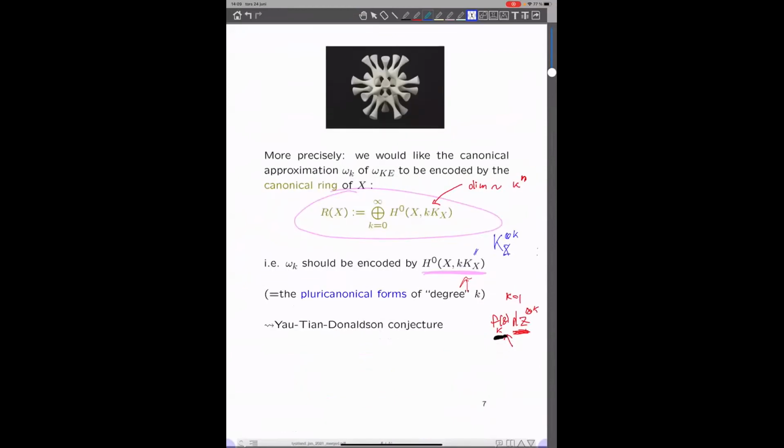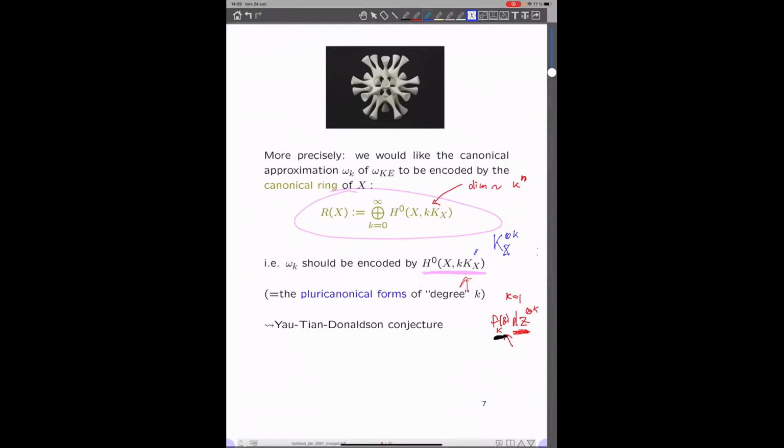Okay, so let's make that a little bit more precise. What we would like is that the canonical approximation omega k should be encoded by the canonical ring of X. So this is the canonical algebraic structure, the ring attached to X. So you get it in the following way.